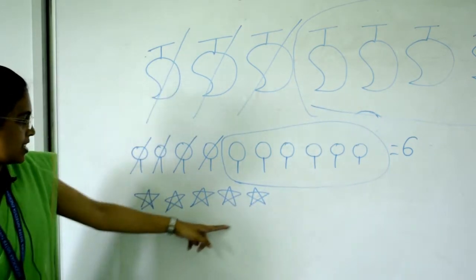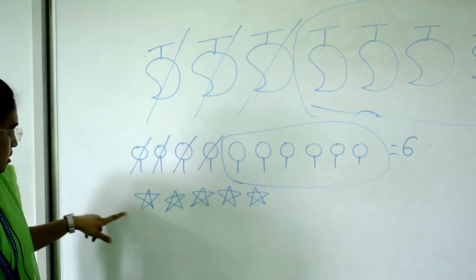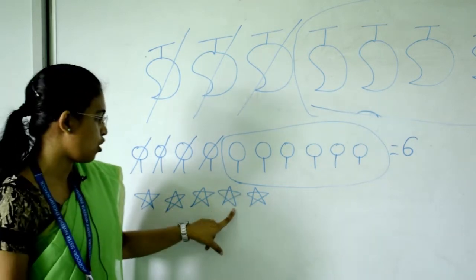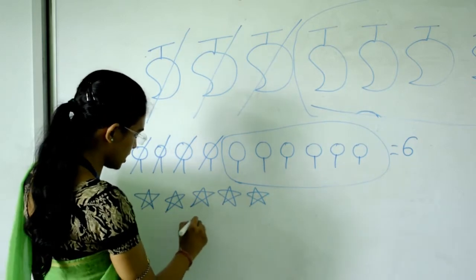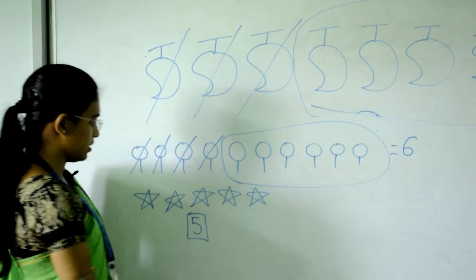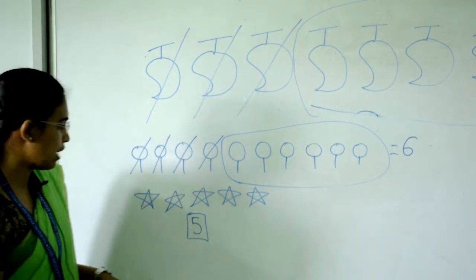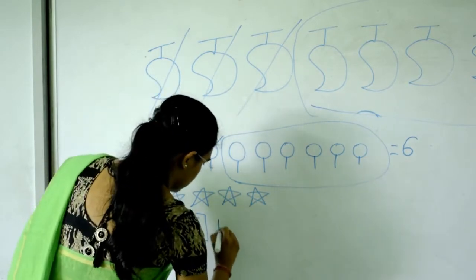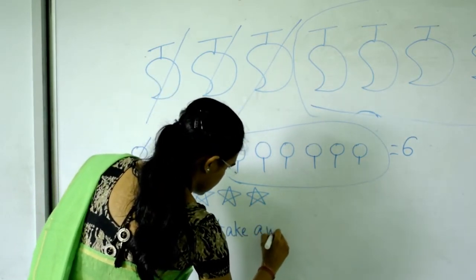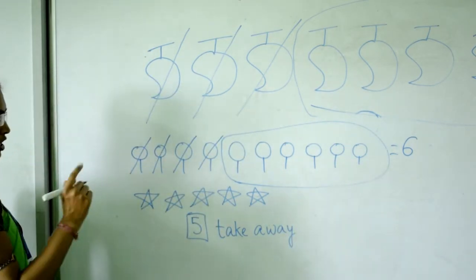Okay, what is this? These are stars, right? So how many stars? I have 1, 2, 3, 4, 5. How many stars do I have? 5 stars. And now what do we have to do? Yes, we have to take away. We have to take away how many stars? 3 stars.